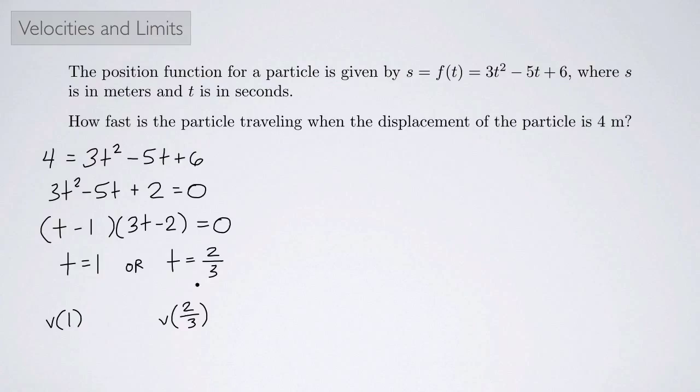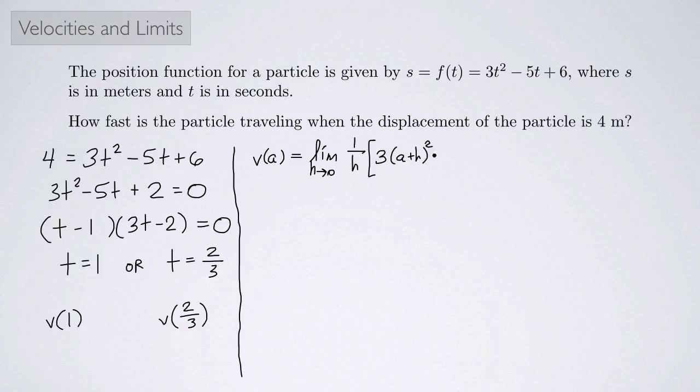So to find v of 1 and v of 2/3, it actually maybe helps, since we have to do this twice, to find v of a in general, and then we'll just plug in for a later on. So this is the limit as h approaches 0 of, and I'm going to put the 1 over h right out front in the beginning here. So this is going to be f of a plus h minus f of a. So this is 3 of a plus h squared minus 5 of a plus h plus 6. And that's this whole thing here. Let's put parentheses around it, minus, and then I'm going to have 3a squared minus 5a plus 6.